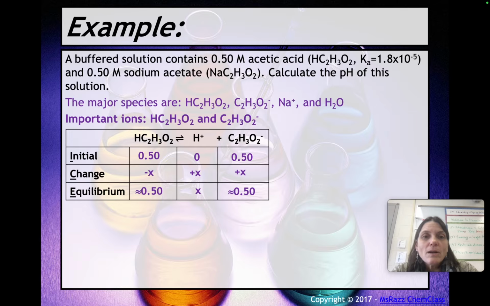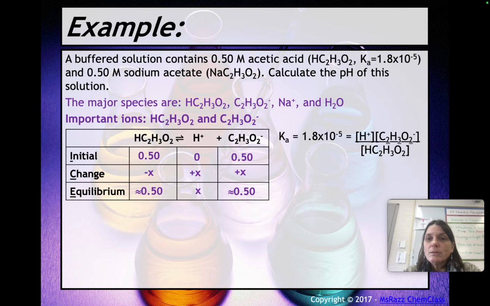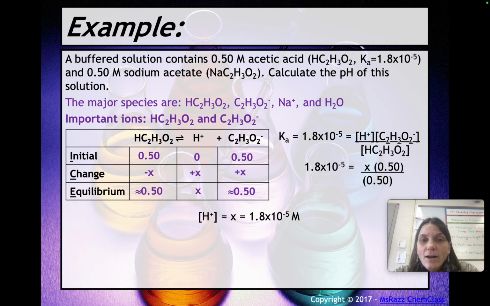Now, because of our approximation, our equilibrium concentrations are 0.5 for the acid, X for the H plus, and 0.5 for the conjugate base. So when we write our equilibrium expression, and we plug in what we know, it's just like the previous example, all right? Our hydrogen ion concentration is going to be equal to the Ka value. That's because the concentration of the acid and the conjugate base are equal. Okay, so when we want to find the pH of that solution, we take the negative log of the Ka. Okay, and guess what? That's called the pKa.